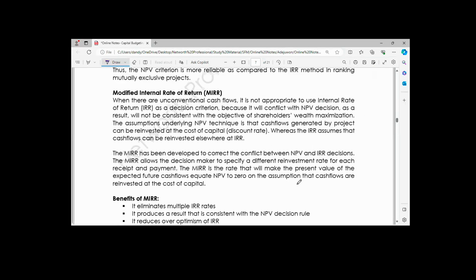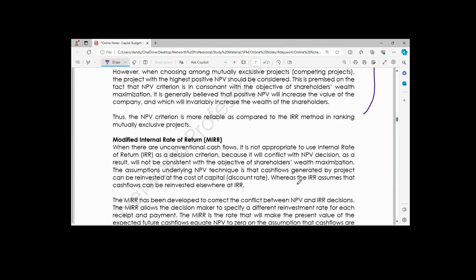So let's talk about modified internal rate of return.